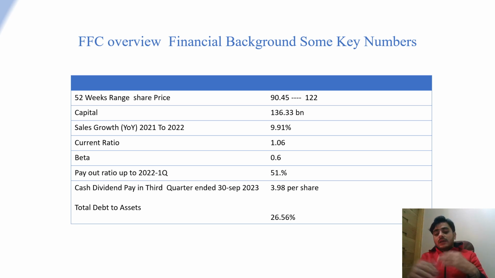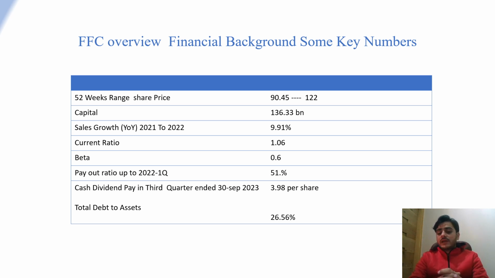And then we see the payout ratio. The payout ratio in the quarter of 2022 was 51%, which means 51% of the company's total earnings was paid in terms of dividends. In the third quarter ended December 2023, the company paid a cash dividend of 3.98 per share, which shows the company consistently pays out dividends.